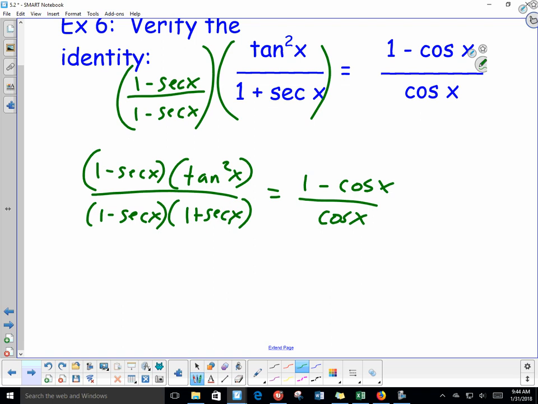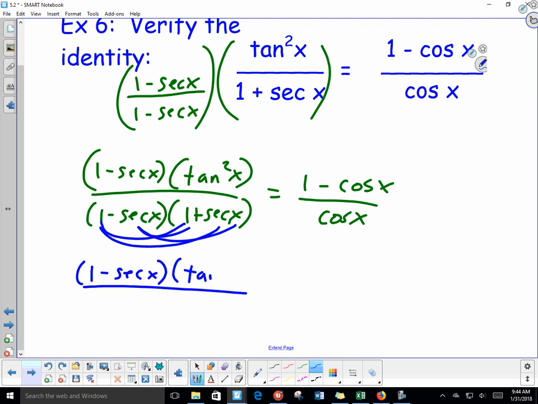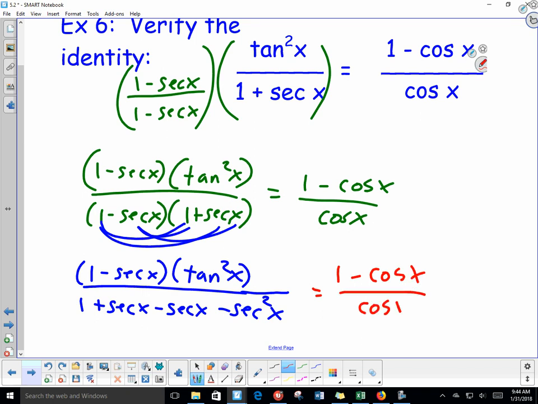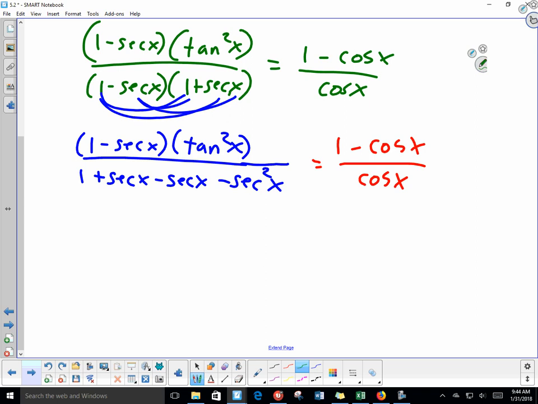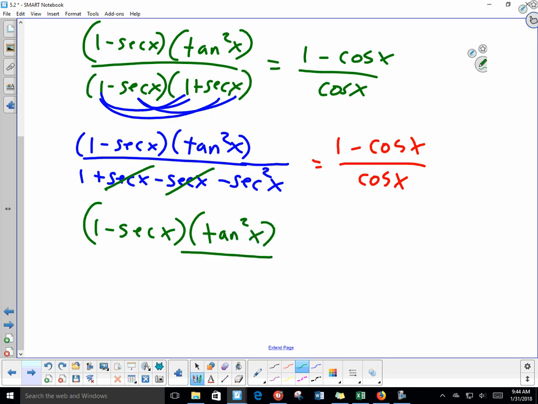All right, in this case, if we do FOIL down here, something good should happen. So in our numerator, we still have 1 minus secant x times tangent squared x. And in the denominator, 1 plus secant x minus secant x minus secant squared x. And again, still trying to show this is equal to 1 minus cosine x over cosine x. Over here, the secant x's are subtracting off, so we get 1 minus secant x times tangent squared x over 1 minus secant squared x.